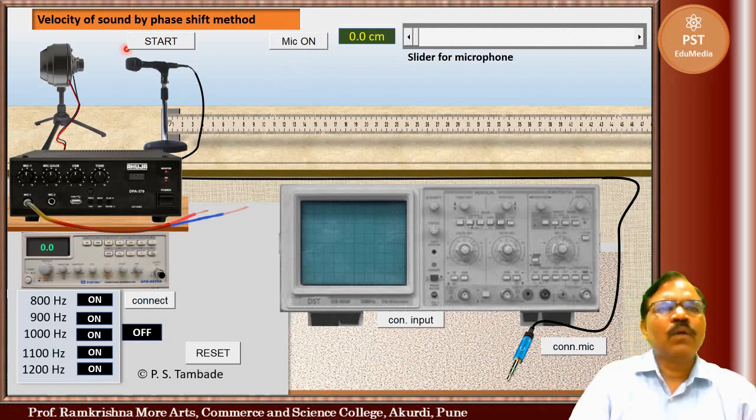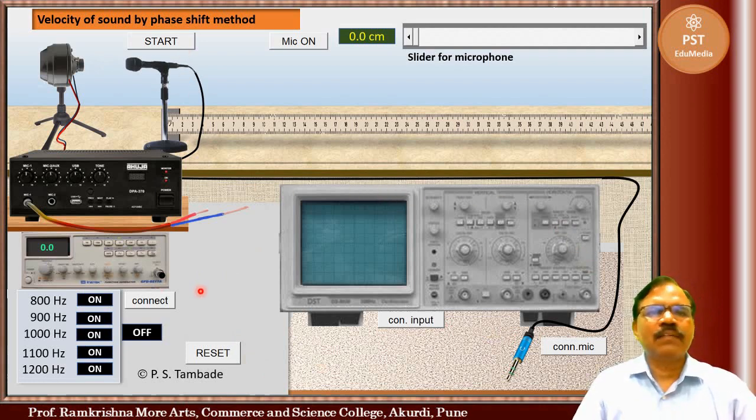Here you have to click the start button first, then all buttons will work. So you click the start button, then connect all the connections, then turn on the microphone and set the frequency, and then move the slider. You will observe the waveform shift on the CRO screen. So we will do that experiment now.